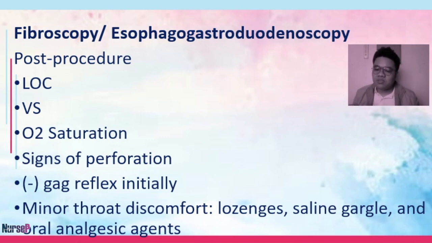Then, minor throat discomfort may be present. So lozenges may be given to the patient, saline gargles may be given to the patient, and then oral analgesic agents may be given to the patient once gag reflex has returned. Giving these things to the patient once gag reflex has not yet returned may result in aspiration. So it's a big no-no.